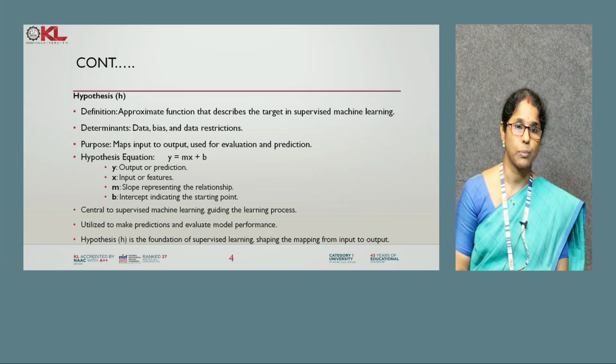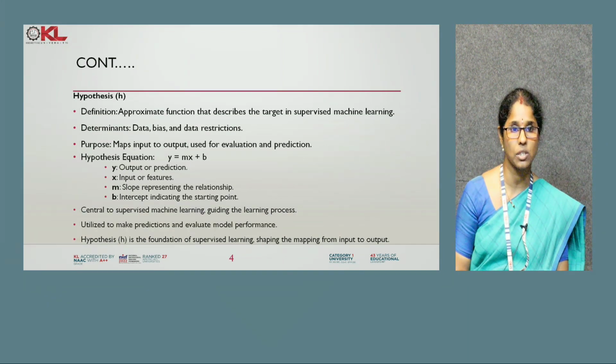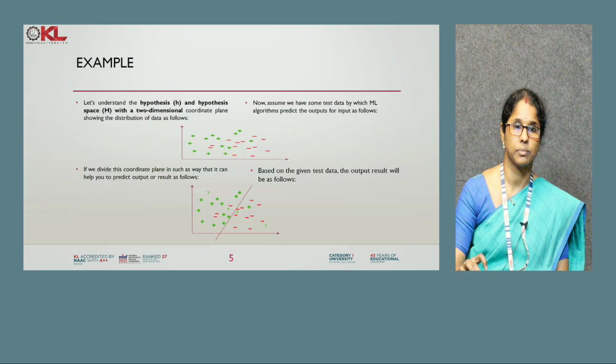And the equation for the hypothesis is y equals mx plus b, where y is the output or prediction, x is the input or feature, m is the slope representing the relationship, and b is the intercept indicating the starting point. So this is an example that you can see here. In this example, you can see that a set of hypotheses are being given to you.